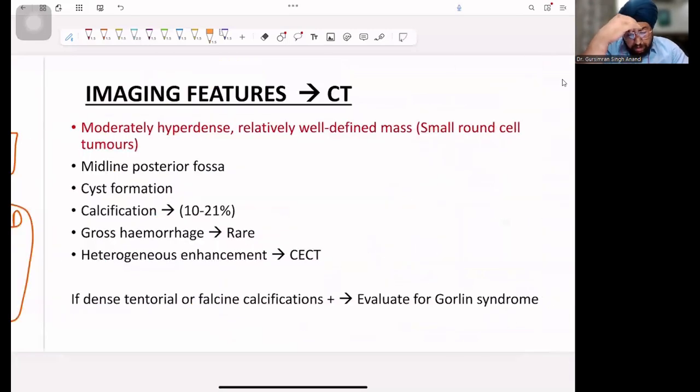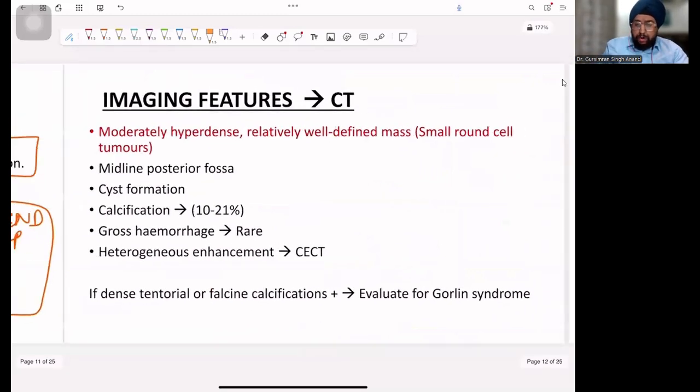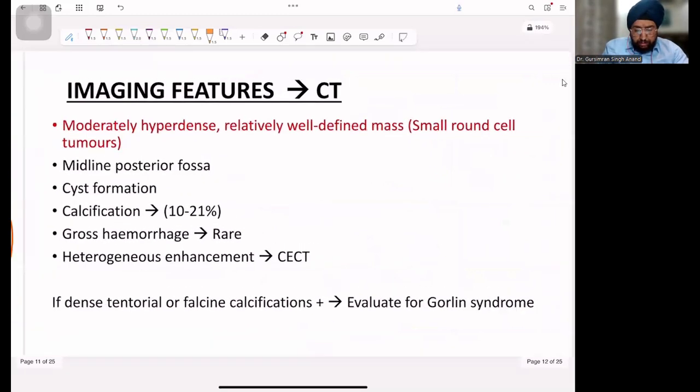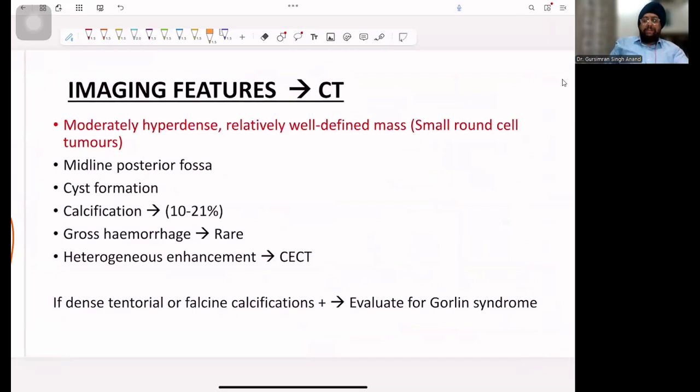Now, since it's the most common type of medulloblastoma which we see on imaging, we should be familiar with the imaging features of the classical medulloblastoma. Since it's a small round cell tumor, with many densely packed round cells, it will be hyperdense on CT. It's a midline posterior fossa mass, that we all know.